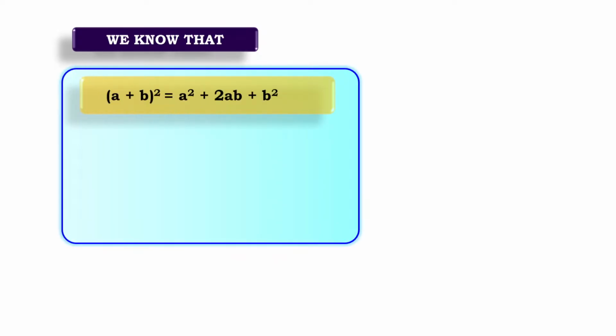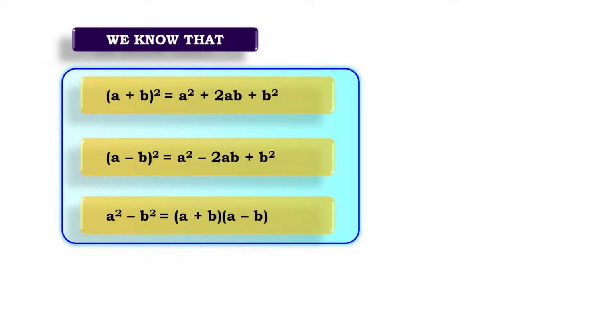Before starting factorization, we know the following formulae. (a + b) whole square is a square plus 2ab plus b square. (a - b) whole square is a square minus 2ab plus b square. And a square minus b square is equal to (a + b) into (a - b). So these are the standard formulae which we know.